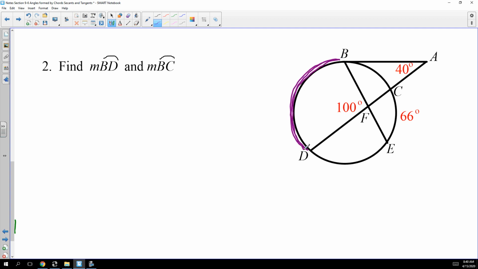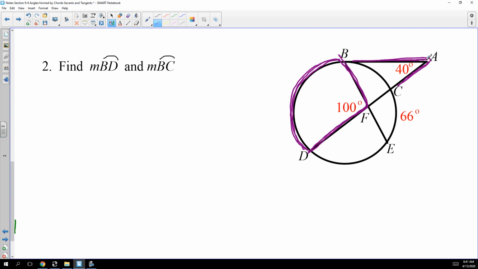Well, it's definitely intercepted by this angle, angle BFD, which measures 100 degrees. It's also intercepted by this angle over here, angle A, formed by tangent segment BA and secant segment DA. So it's kind of challenging sometimes to tell what to use, but we'll see if we can get there a little bit. Let's give it a shot.